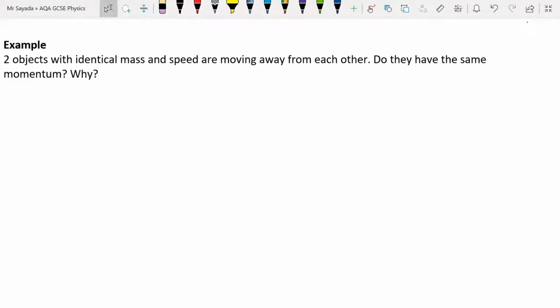So pause the video, have a go at this example, press play once you've had a go. You should have now had a go at this example here, and the answer is no, they do not. And that's because momentum is a vector quantity.